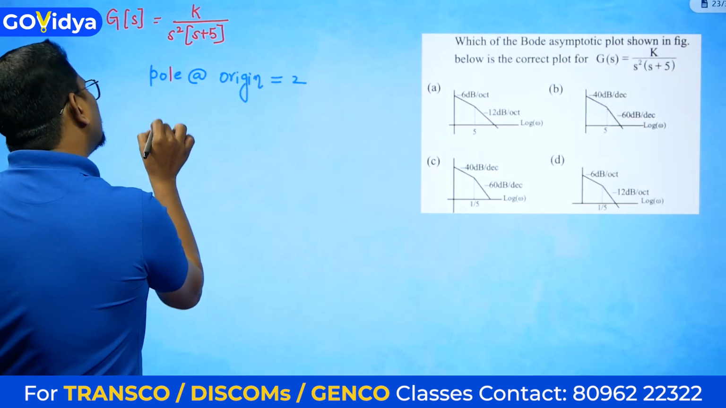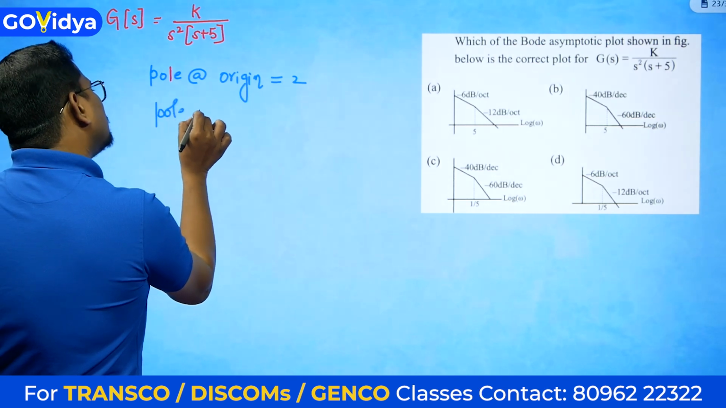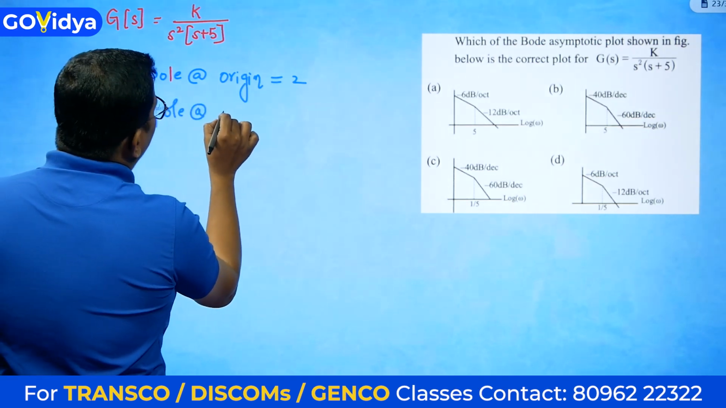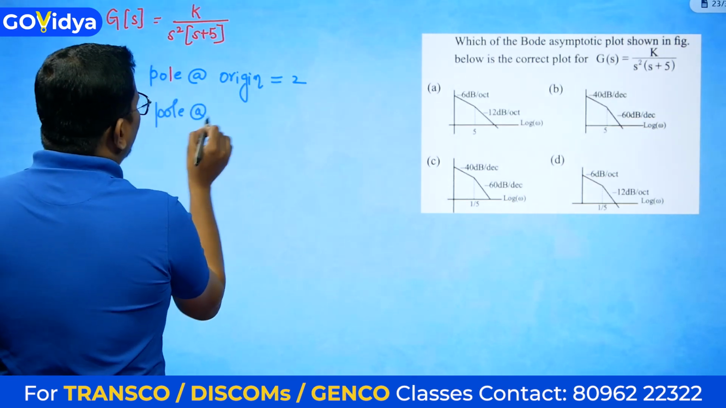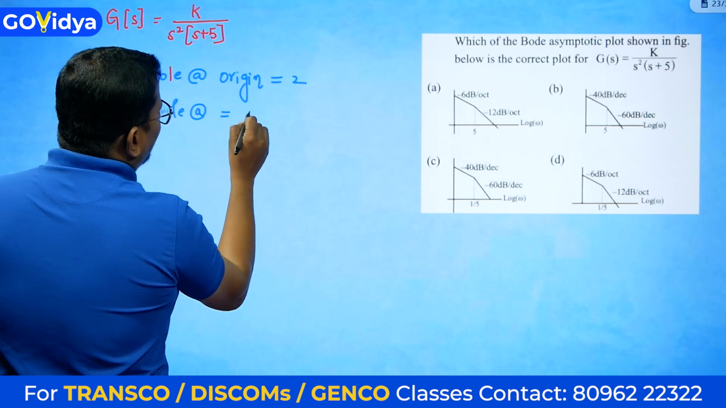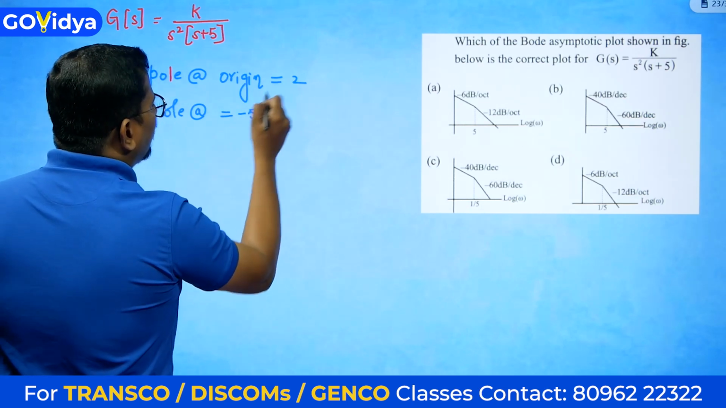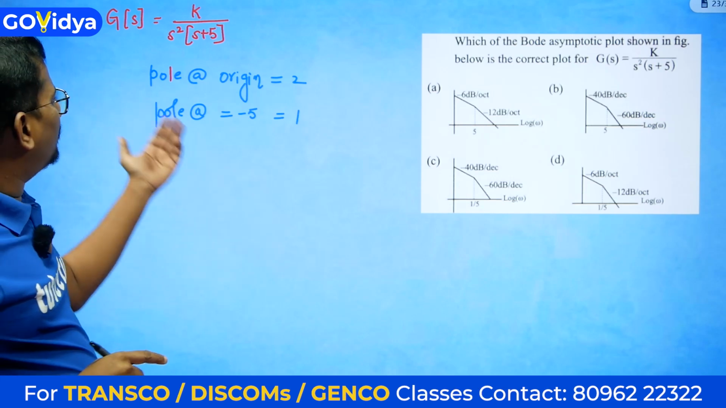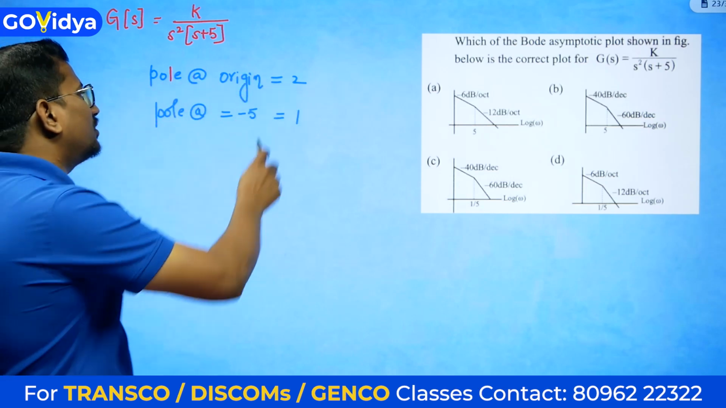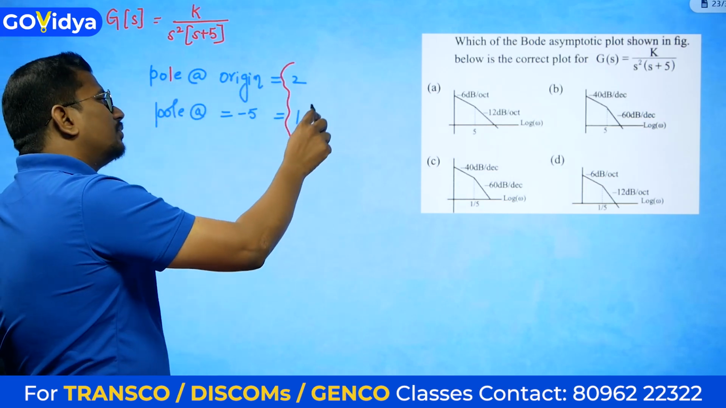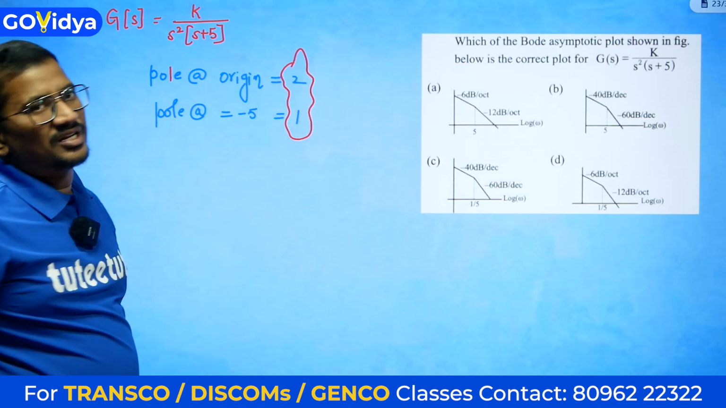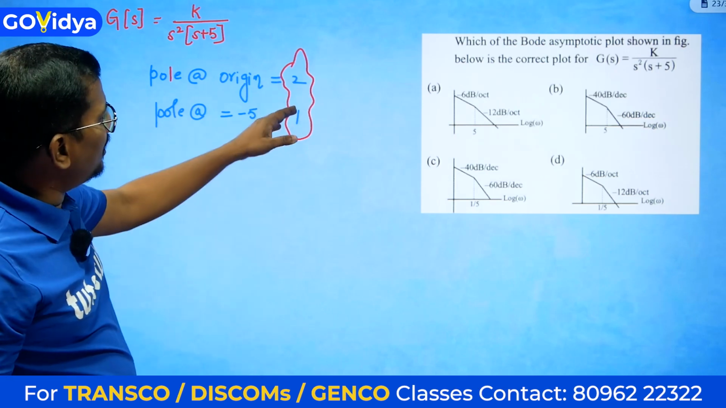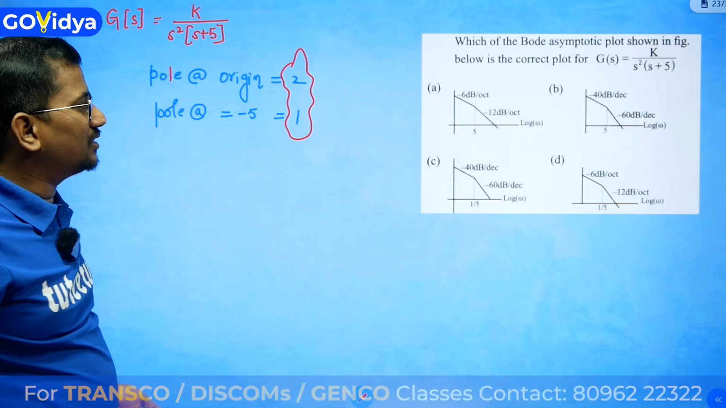2. Then the simple pole at minus 5. How many? 1. Number of poles at minus 5 is equal to 1. Poles at origin is equal to 2. Therefore, total 3 poles. Therefore, the overall expectation will be minus 60: minus 20, minus 40, total overall minus 60.